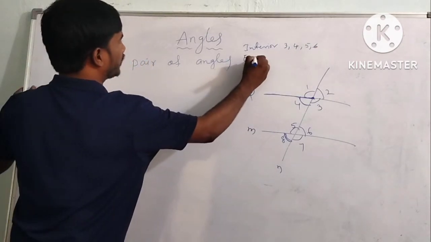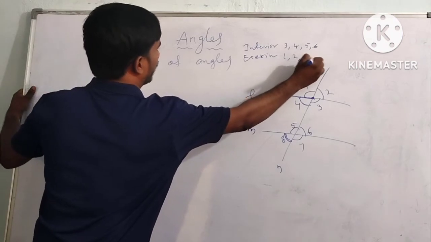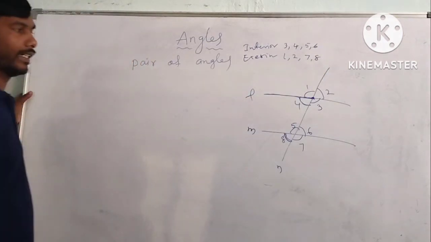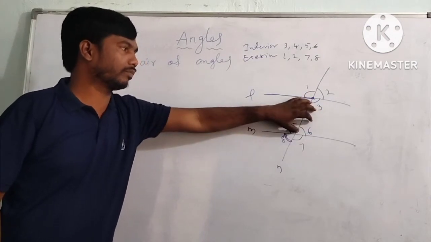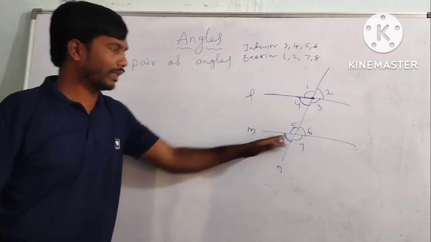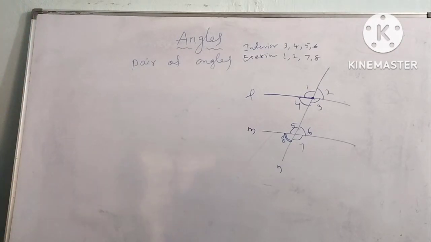Exterior means outside of the lines. Exterior: 1, 2, 7, 8. So inside angles are interior, outside angles are exterior. Interior: 3, 4, 5, 6, inside of the lines. Exterior: 1, 2, 7, 8, outside of the lines. Interior, and next, exterior.